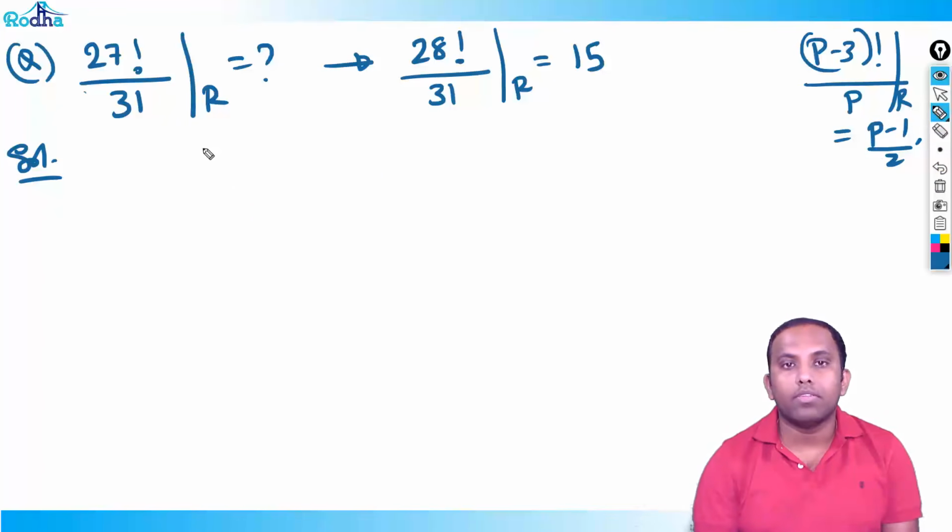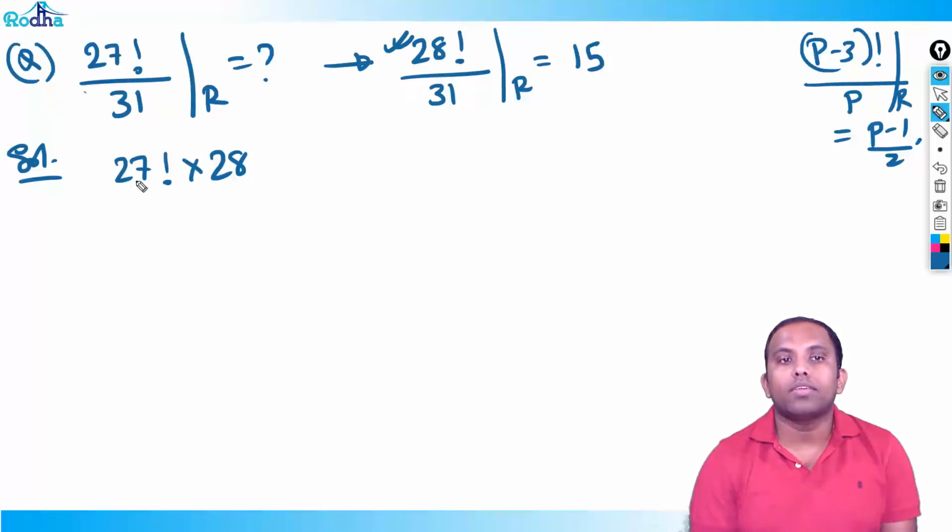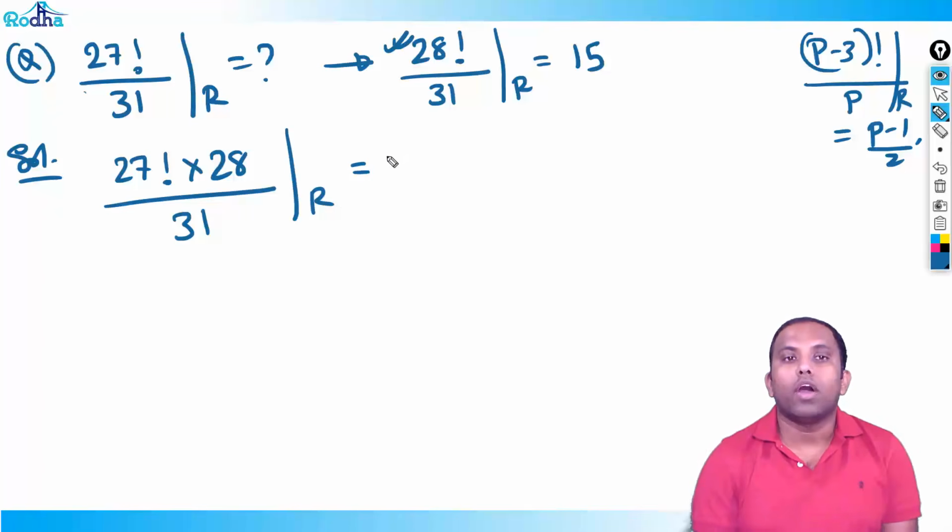Okay. Now with this we have to write in terms of 27 factorial. 28 factorial can be written as 27 factorial into 28, divided by 31, remainder 15. Now what can you write? 28 by 31, what is the remainder? -3. So again, what remainder do I want?